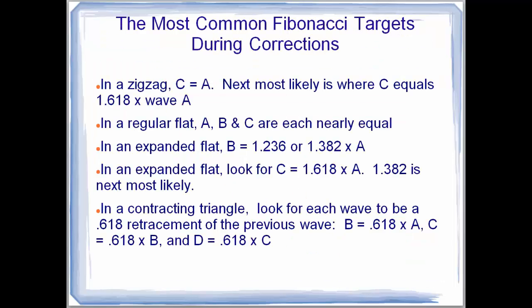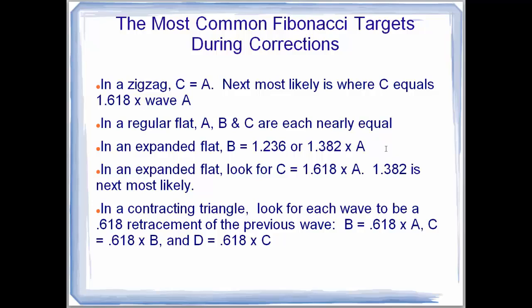Now let's look at the most likely Fibonacci targets during corrections. In a zigzag, expect wave C to be equal to wave A. The next most likely is where wave C equals 1.618 times wave A. In a regular flat, A, B, and C are each nearly equal.